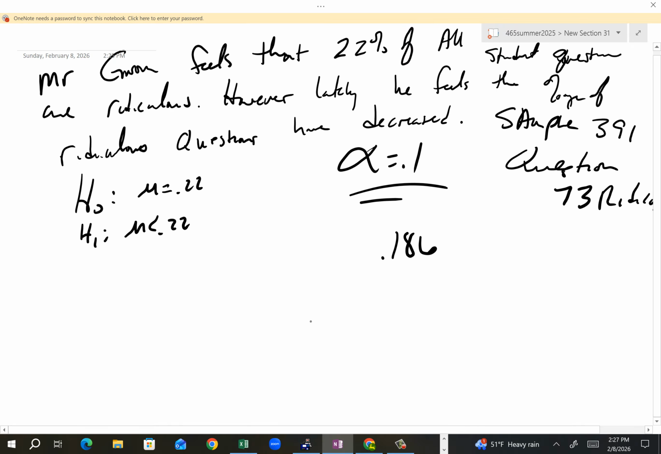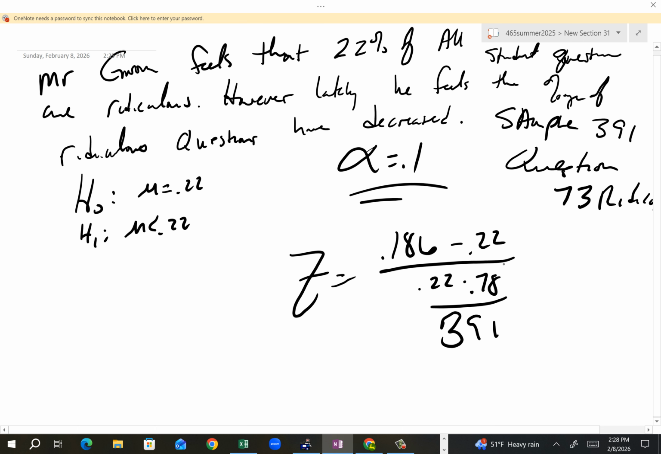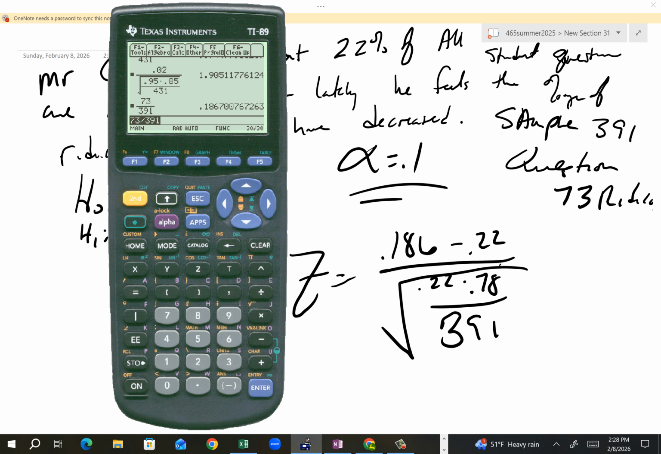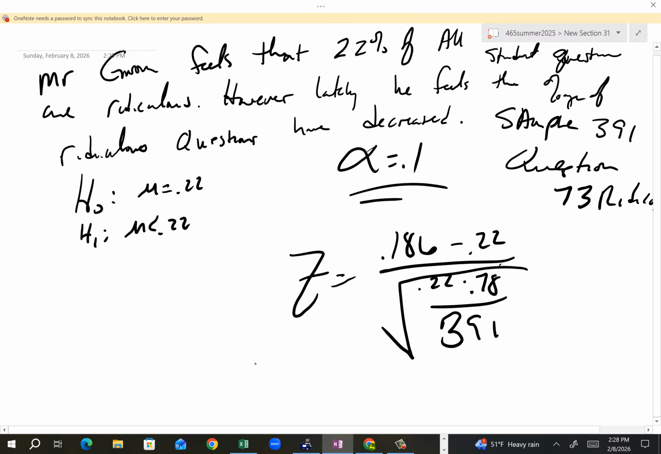186. Nice. So Z equals, (0.186 minus 0.22) divided by the square root of (0.22 times 0.78 over 391). I get negative 1.58. So then the question is, do we reject? Do we fail to reject?